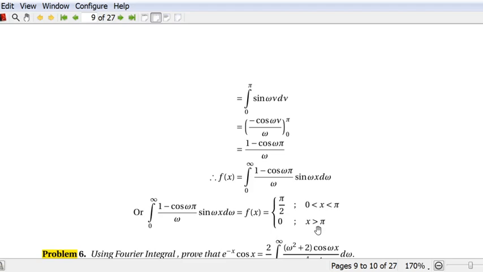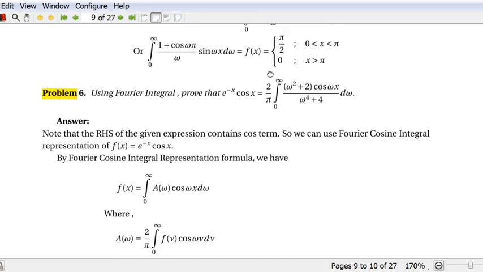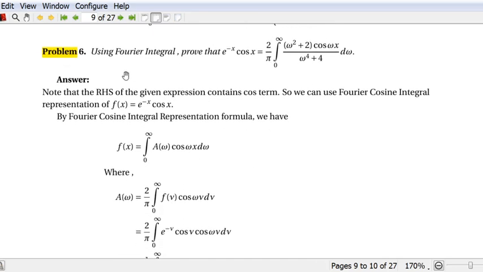Actually, we need only the Fourier sine integral representation of the given f of x. Next problem, almost similar. Using Fourier integral, prove that e raised to minus x cos x equals 2 by pi into the integral 0 to infinity of (omega square plus 2) cos omega x by (omega raised to 4 plus 4) d omega. Here again there is a cos term present in this integral, so we can apply the Fourier cosine integral formula with f of x as e raised to minus x into cos x.